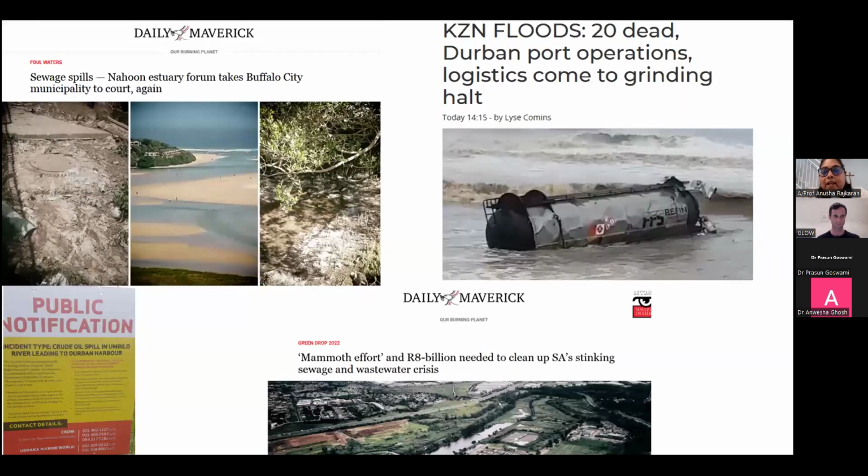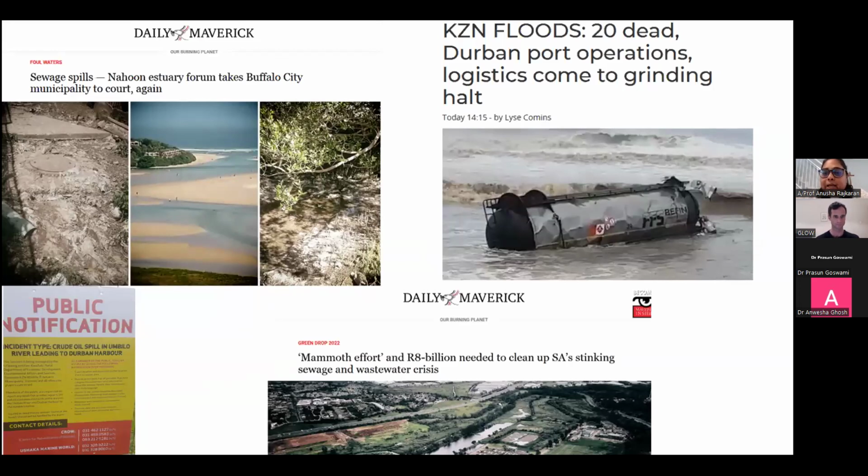In the last 5 years we have had more and more articles like the ones that you can see on the screen, where we have an increased number of sewage spills taking place within our estuaries. And it's really forced us to ask, are our estuaries becoming extensions of the toilet systems in our country?